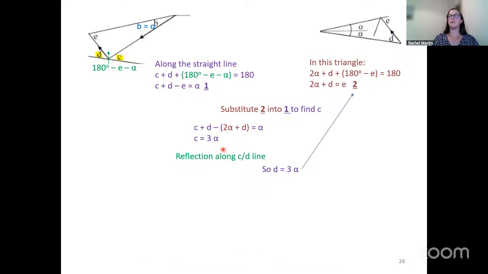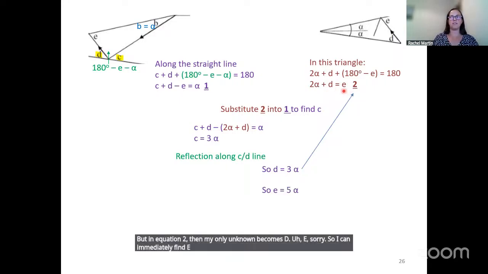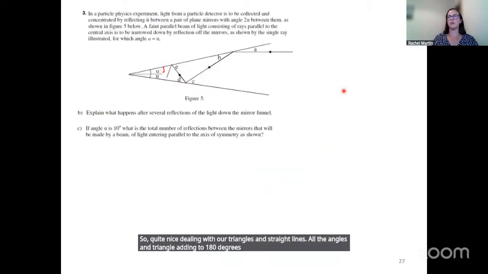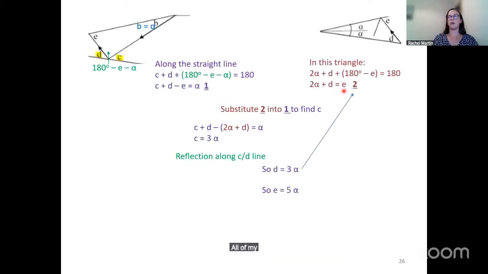And we're going to use that with equation 2, or you might use a different route. You could use equation 1, but in equation 2, then my only unknown becomes E. So I can immediately find E, which is 5 alpha. So quite nice dealing with our triangles and straight lines. All the angles in a triangle adding to 180 degrees. All of my angles along a straight line adding to 180 degrees again.